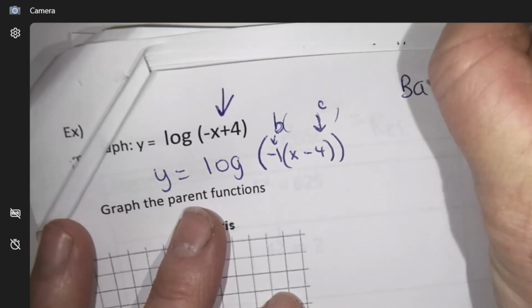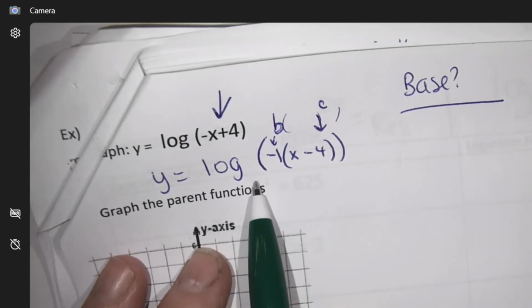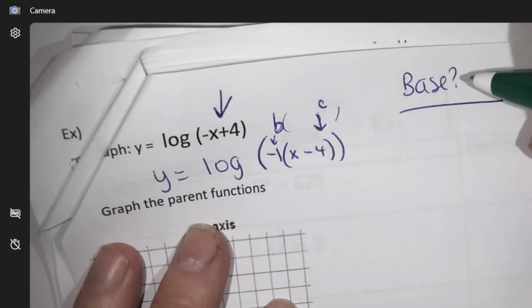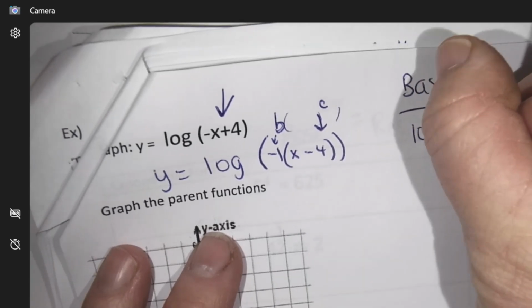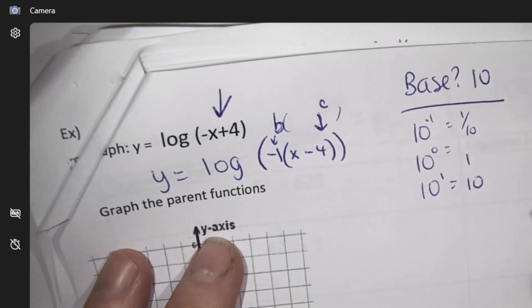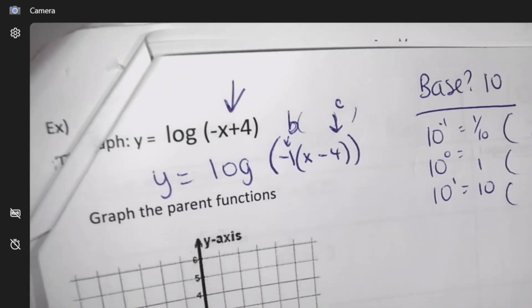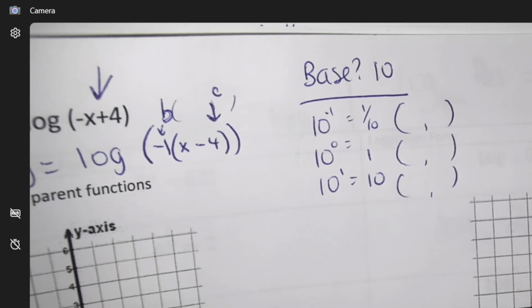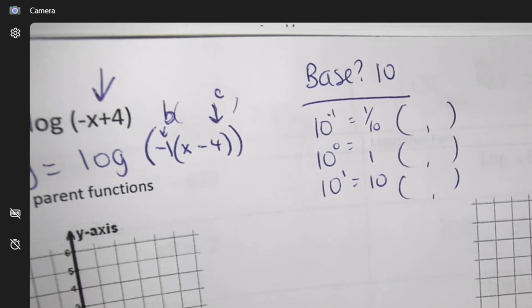Okay, what is the base on this thing? 10, right. Okay, it's not there. Do you remember that one? That was the secret one. If it wasn't there, you're using a 10. So here I go. 10 to the negative 1, 10 to the 0, 10 to the 1. So this is a log. So how do I write coordinates on a log? The result, then the exponent.